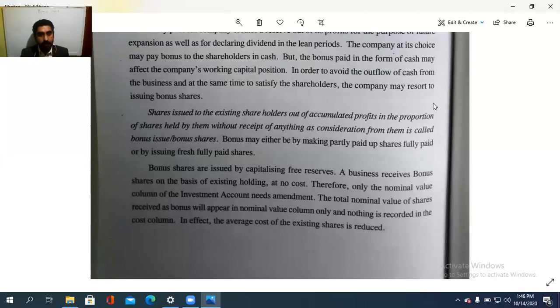The total nominal value of the shares received as bonus will appear in the nominal value column only, and nothing is recorded in the cost column.